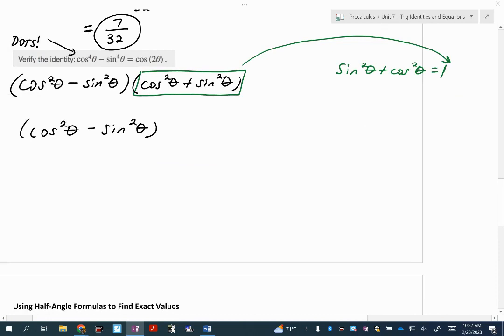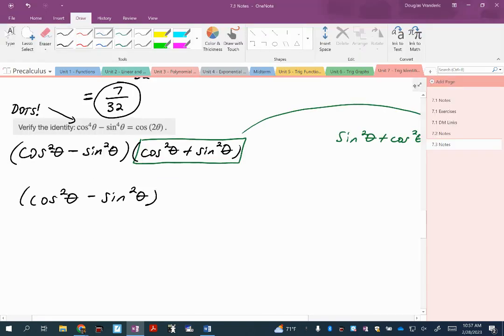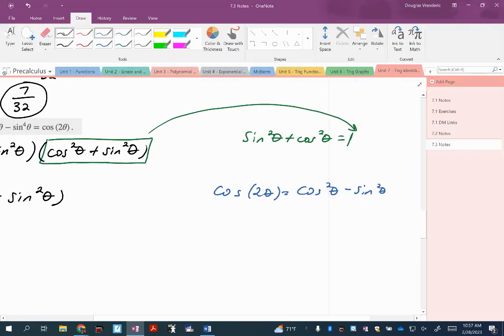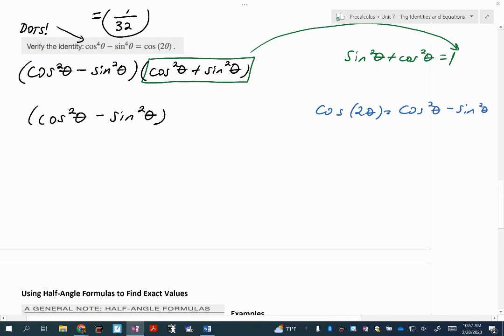minus sine squared theta, and this is one of the new identities from today, where the cosine of 2 theta equals cosine squared theta minus sine squared theta. So if you do the very last step, we replace this with the cosine of 2 theta, which equals what we wanted. So that was just using some old identities and some new ones in the same problem.